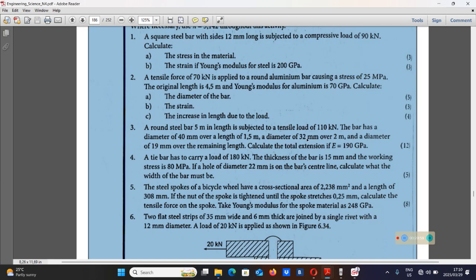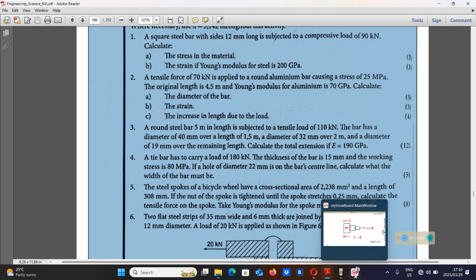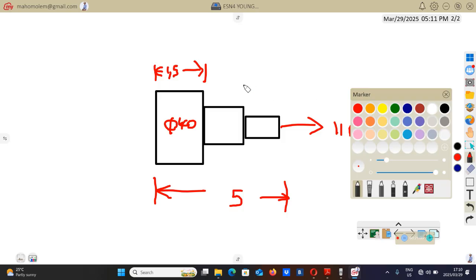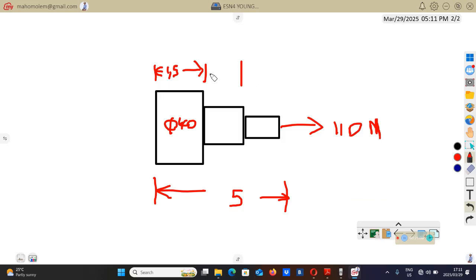A diameter of 32 millimeter over a length of 2 meter. So for the next 2 meter from here, which will be from here to there, 2 meter, the diameter of this portion will be 32.